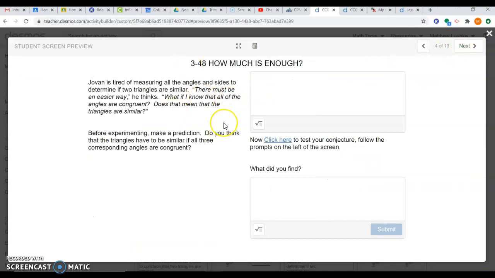Okay, we get to this problem here, and it says, what if we know all the angles are congruent? Does that mean the triangles are similar? Do we have to actually worry about side lengths? And so we get to write our prediction. Do we think that just knowing the angles are congruent is going to make the triangles similar or not? And then we get to test it when we click into the E-tool.